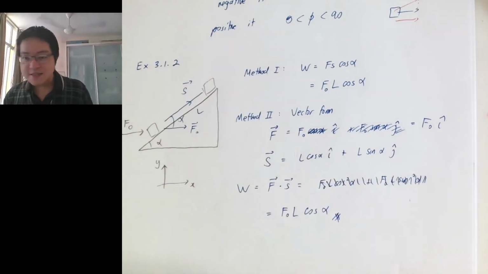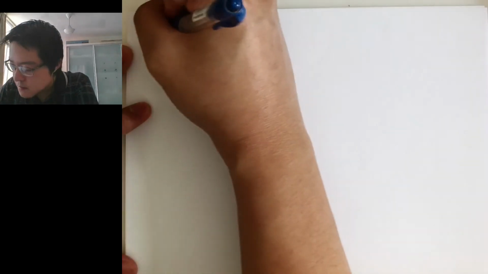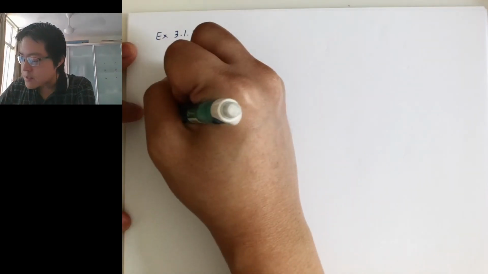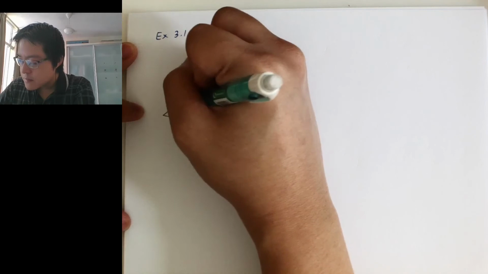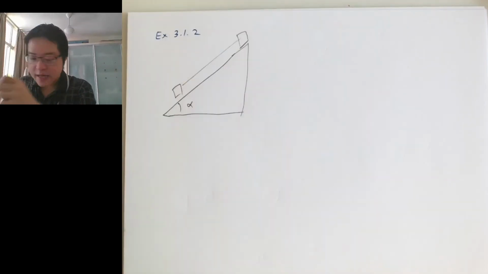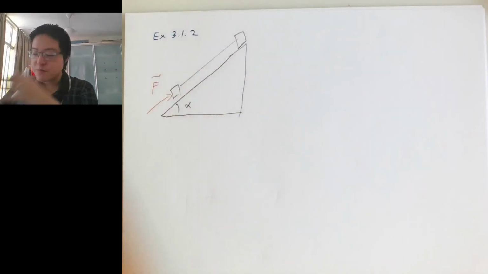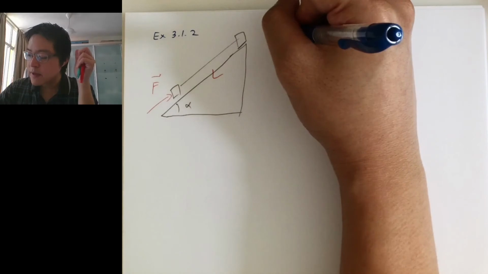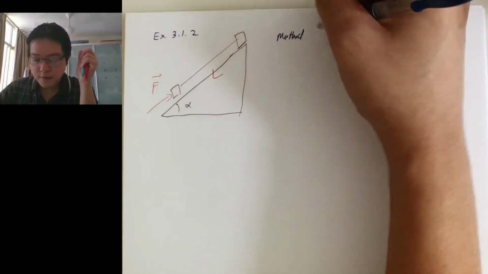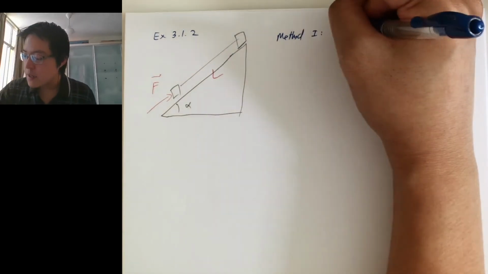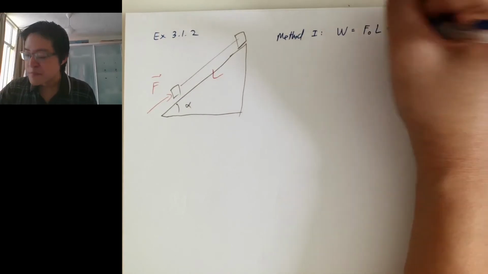Okay, so it's the second example I was doing, 3.1.2. So in 3.1.2, I have my box still on the same platform. It's going from here to here, but this time my force is pushing it this way. The distance is this. So for method 1, the work done is FL. Is it correct? Yes, it's this example, right?